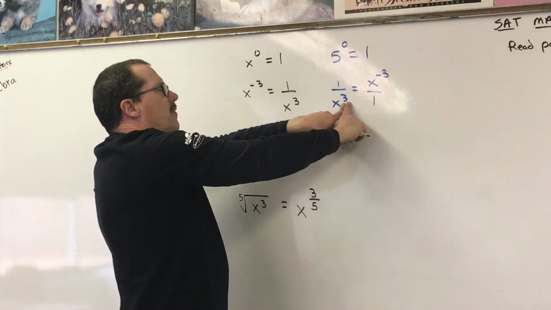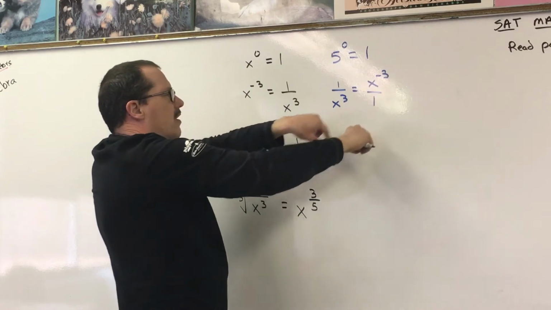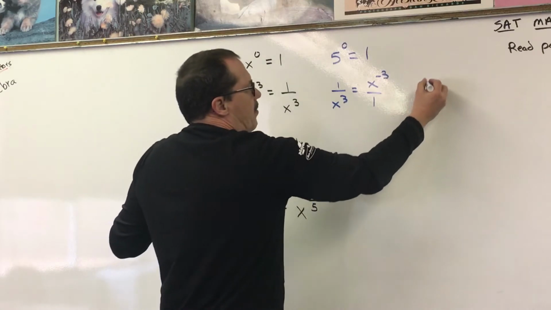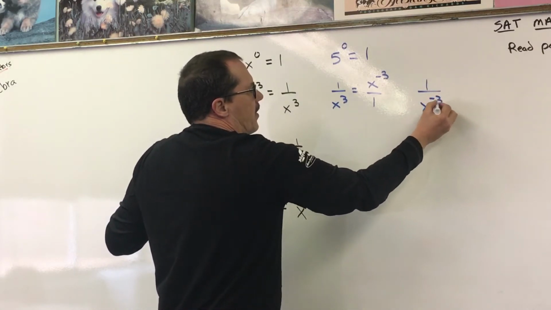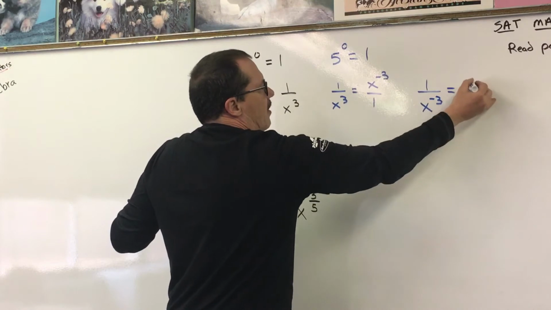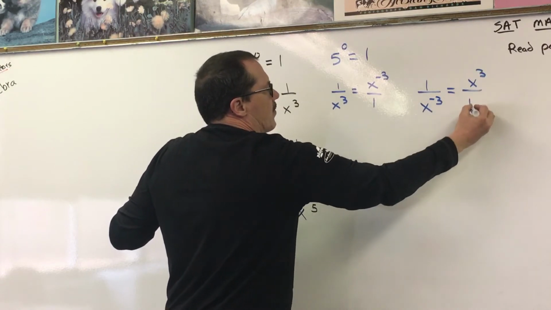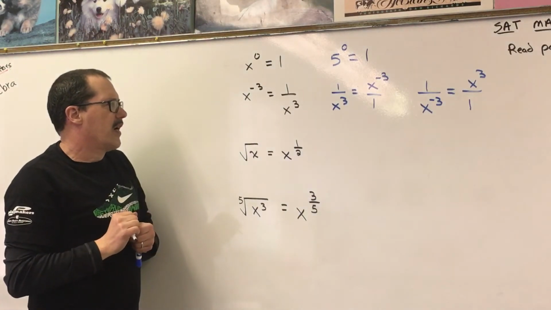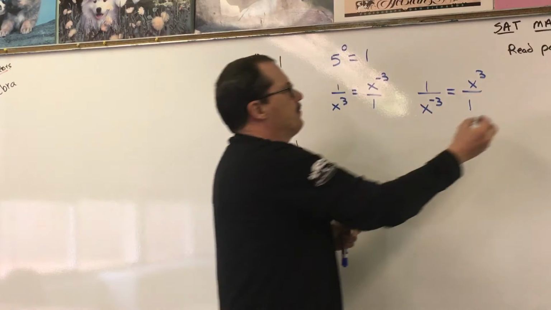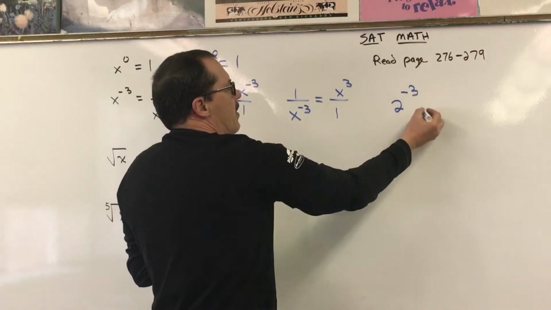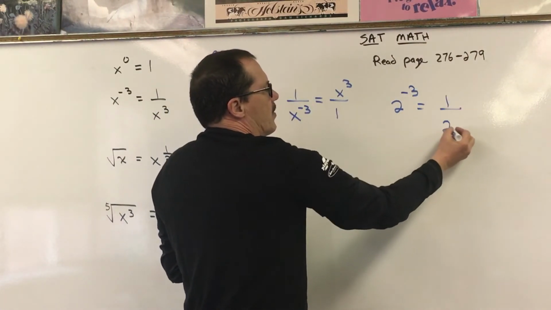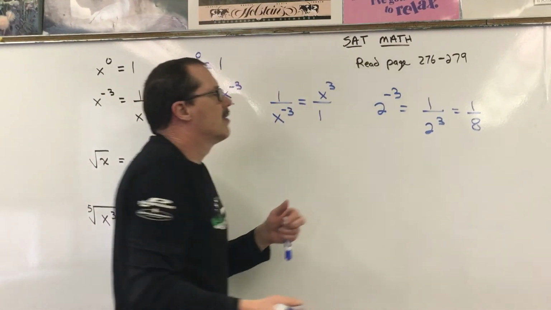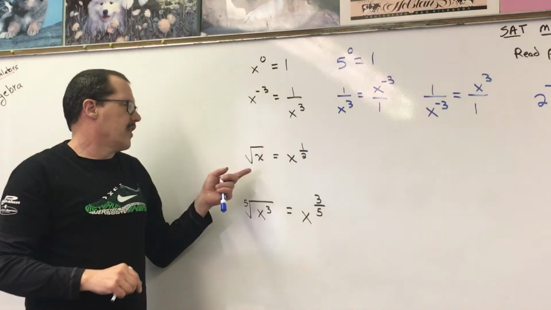Same thing here. If you take x cubed on the bottom, that's positive, you switch it to the top, it's going to become negative. I guess I need to show you one where it's negative on the bottom. Let's say you had 1 over x to the negative 3, then that would be the same thing as x to the third over 1. Again, when it moves, it's going to switch signs. Okay, so let me do one more with that. Let's say we had 2 to the negative 3. That would be the same thing as 1 over 2 to the third, which would be equal to 1 over 8.